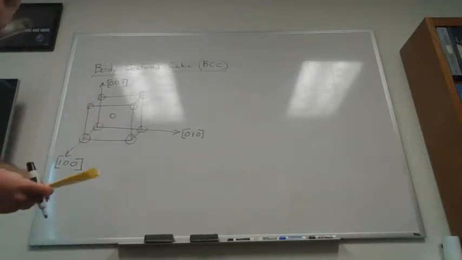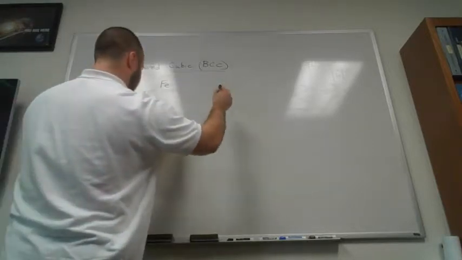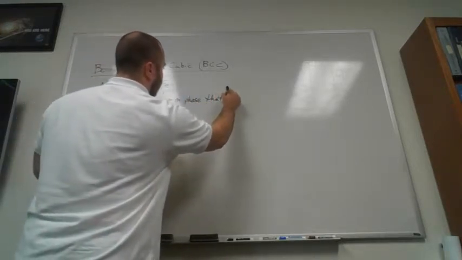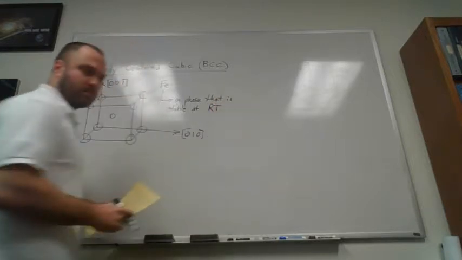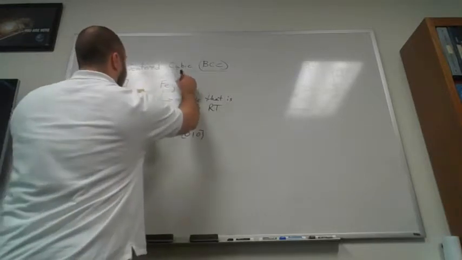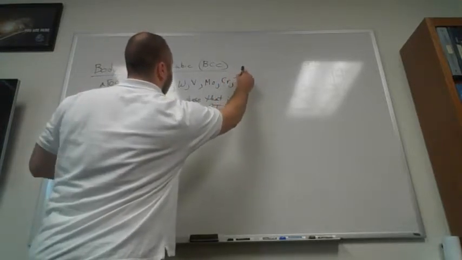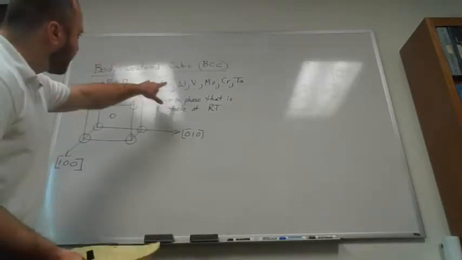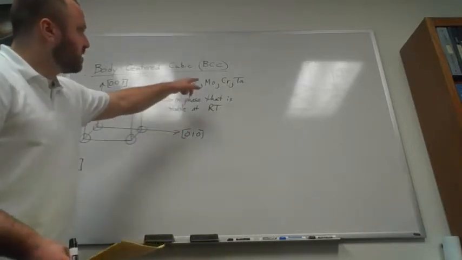So again, we can find common materials that have this crystal structure. These would be things like iron in the phase that is stable at room temperature. This is called ferrite if you're really interested in this. But it could be other things like tungsten, vanadium, molybdenum, chromium, and tantalum. Now, like we said, with HCP metals, a lot of them are light. With BCC metals, a lot of them have very high melting points. So that's true of things like tungsten and tantalum.